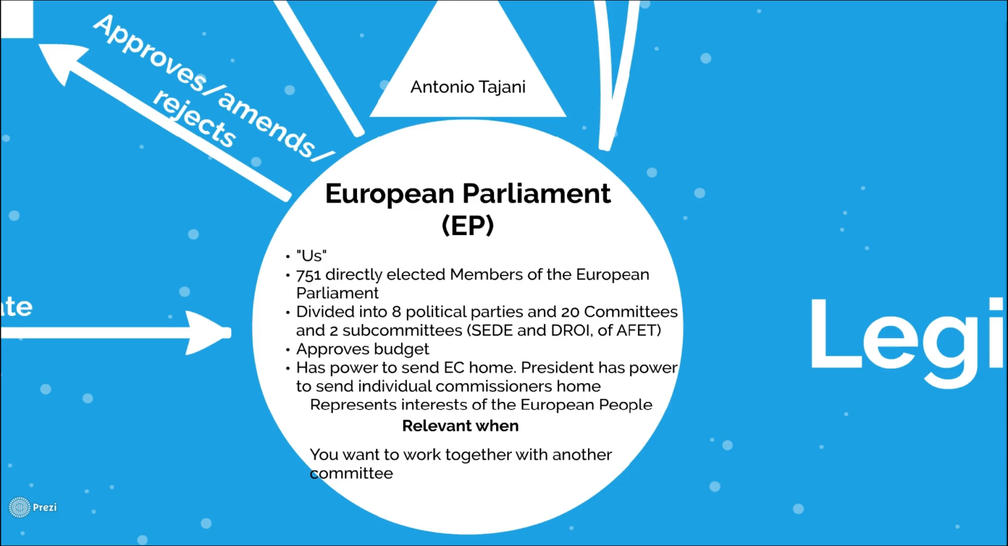The European Parliament is only relevant within EUAP when you want to work together with another committee. For example, because you do not have the jurisdiction over a specific policy area in which you want to carry out a law.